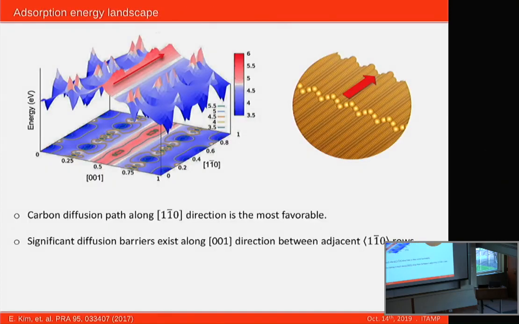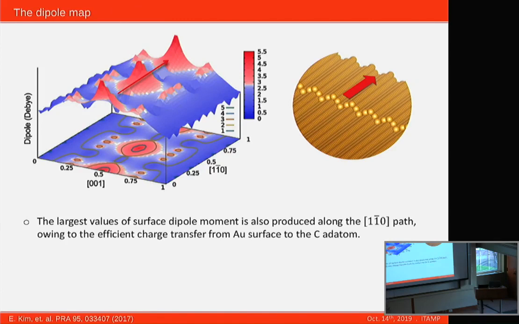You can also do the full map of the energy landscape, and as you can see, these are the most energetically favorable positions for the carbon atom if it decides to diffuse on the surface. This is just the trench of the surface that you're looking at. Now, because these are density-functional theory calculations, you have access to the full charge distribution of the surface. If you partition that charge distribution and look at the adsorption site, you get the charge transfer between the gold and carbon atom, and from the charge transfer you can get the dipole moment change on the surface at the position of these sites. If you do that, you can also see that the highest values of the surface dipole happen along this trench line, which is because of the efficient charge transfer from the gold atoms to the surface.